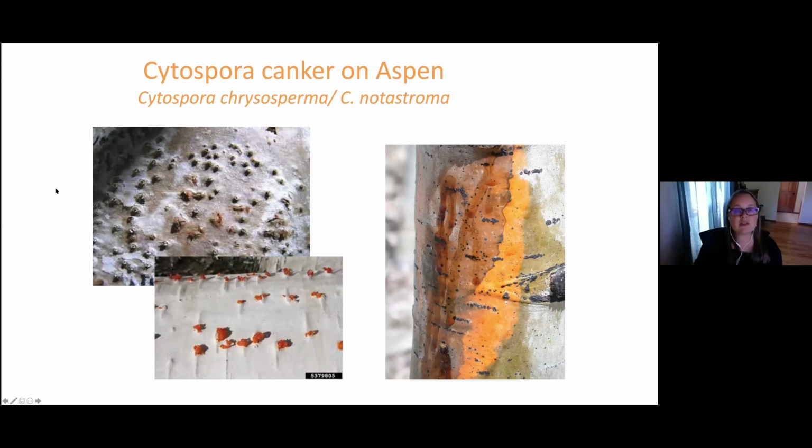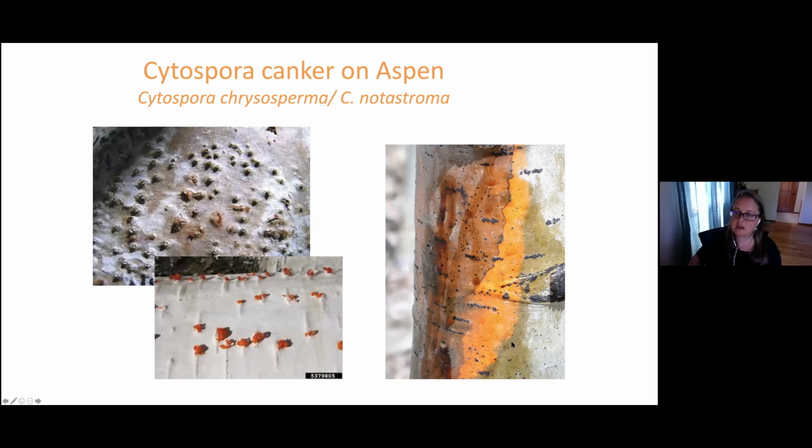Yeah. So another one that we see really often is Cytospora canker on aspen. And it's been associated with poplar borers. So a lot of times if a poplar borer hits a tree, you'll get that characteristic sapping ooze that you see. And then Cytospora will come in, it'll use that as a wound, and then it'll cause damage.